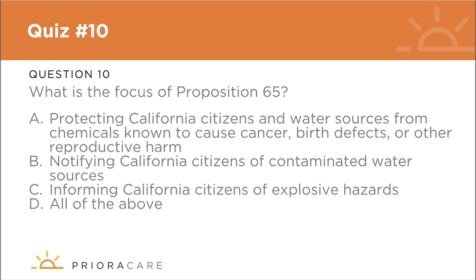Here is our final quiz question, number 10. What is the focus of Proposition 65? Is it A, protecting California citizens and water sources from chemicals known to cause cancer, birth defects, or other reproductive harm? B, notifying California citizens of contaminated water sources? C, informing California citizens of explosive hazards? Or D, all of the above?